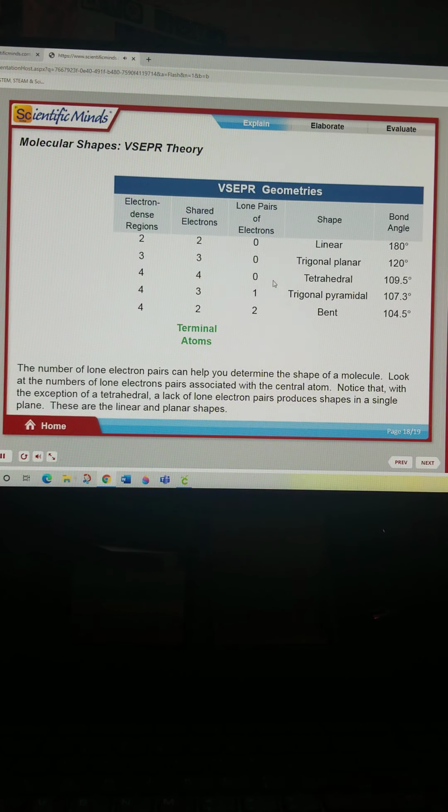The number of lone electron pairs can help you determine the shape of a molecule. Look at the numbers of lone electron pairs associated with the central atom. Notice that, with the exception of a tetrahedral, a lack of lone electron pairs produces shapes in a single plane. These are the linear and planar shapes.